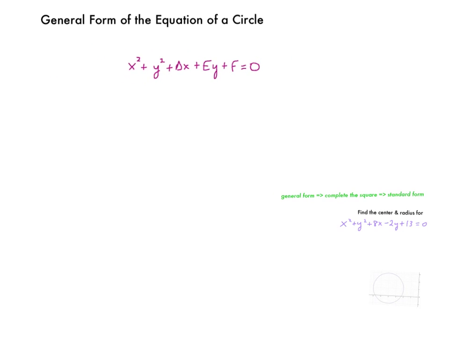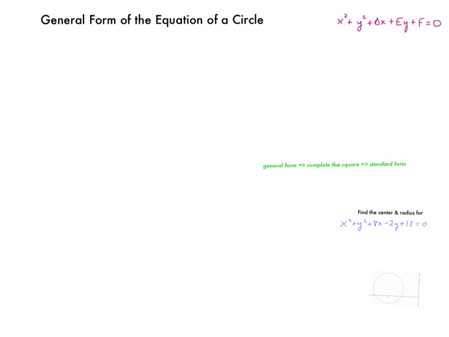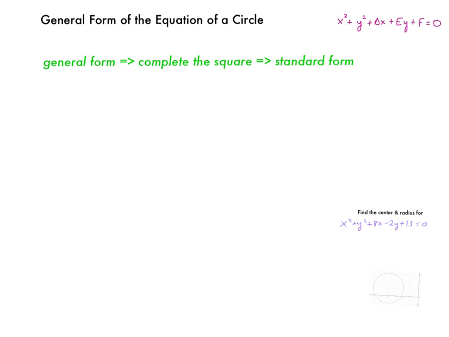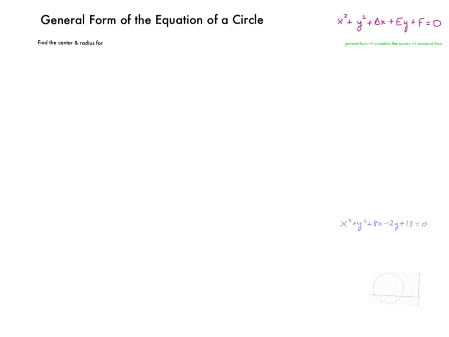All right, now looking at this general form, it's not as easy to identify the center and the radius. So, here's our plan of attack when asked to do so. We're going to take the general form and we're going to complete the square. When you do that, it brings you to the standard form. So let's do that. Alright, so here's our directions. We are going to find the center and the radius for this problem right here.